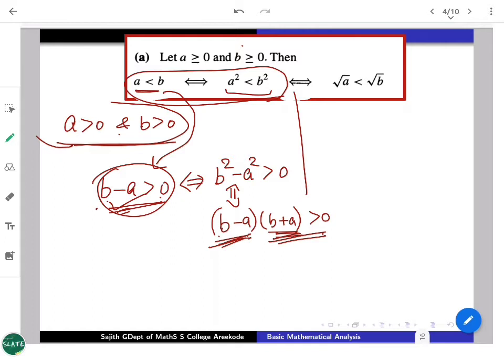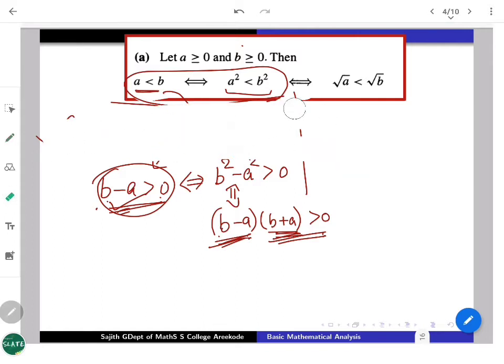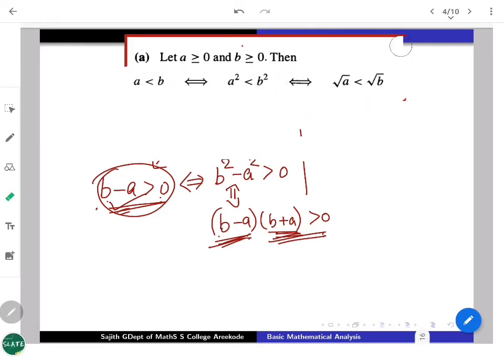Now, how to go for the third part? That is also easy in some sense, because we already have the first part. A is less than B is equivalent with A square less than B square. That you can assume.